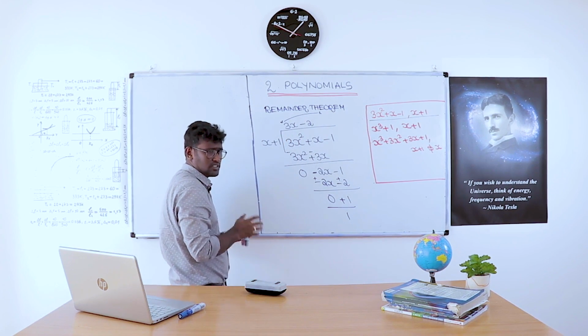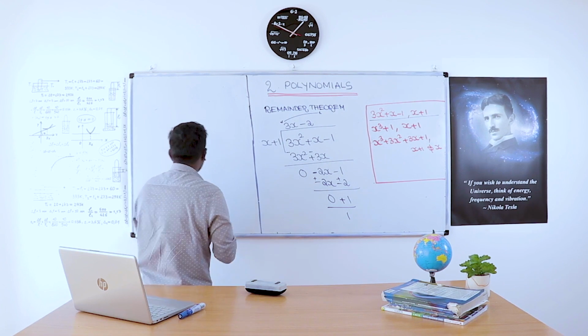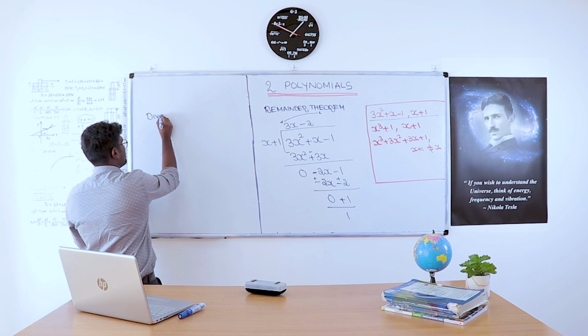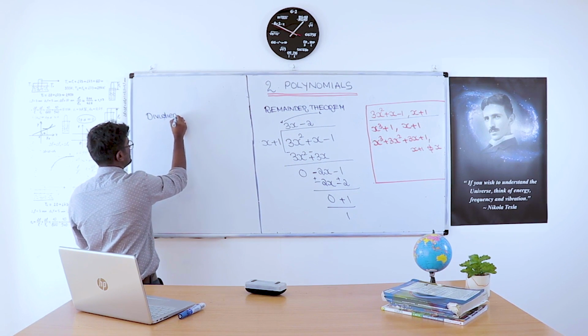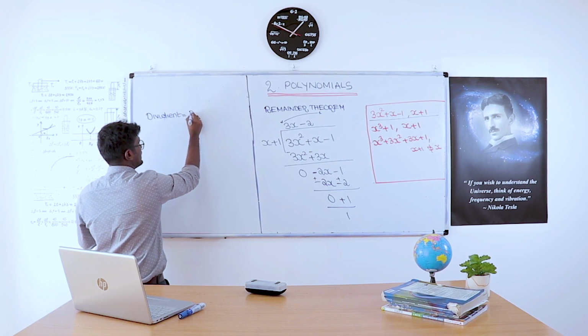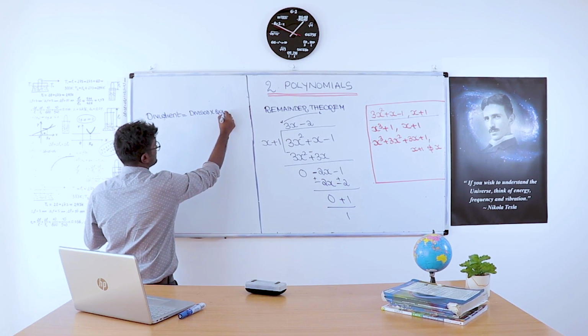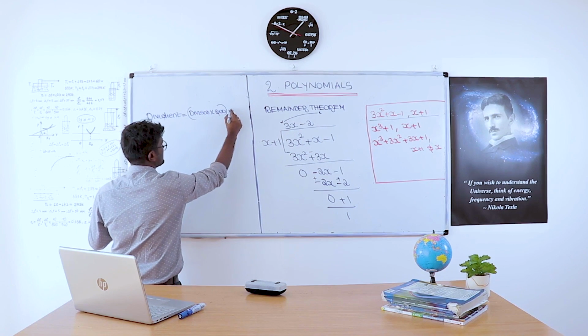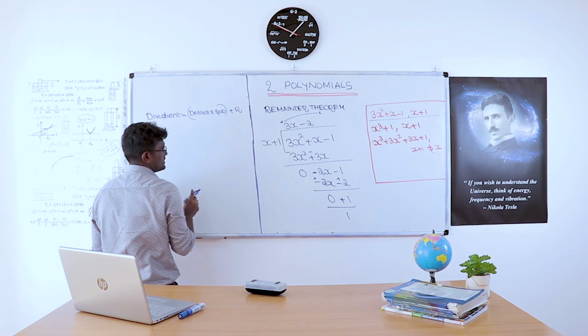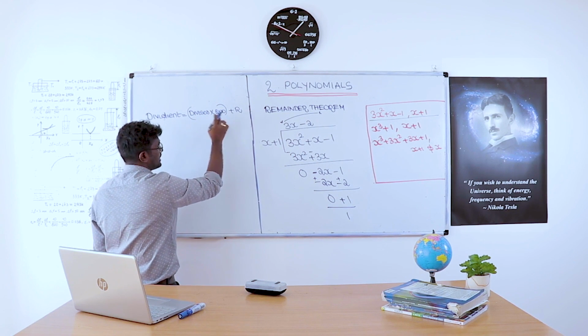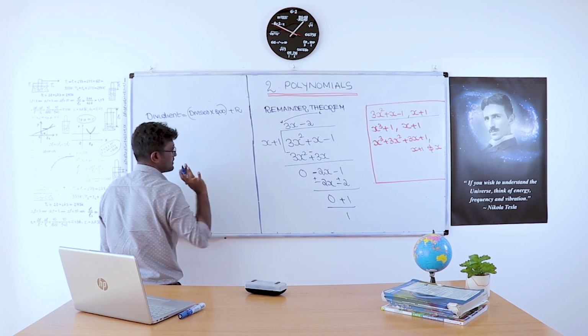How to check whether this is correct or not? We know that dividend equals divisor into quotient plus remainder. We will check it. So we will multiply divisor into quotient and then add remainder. If you get this value, then this will be correct.